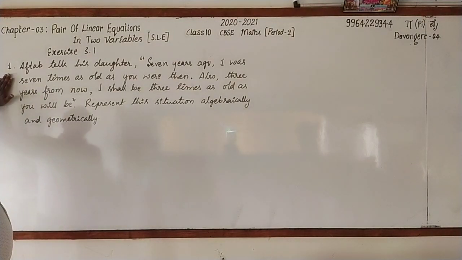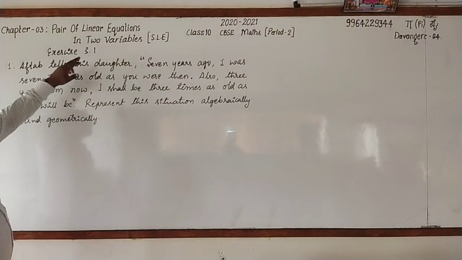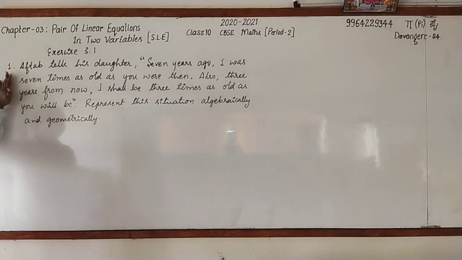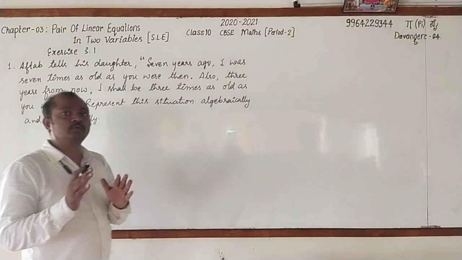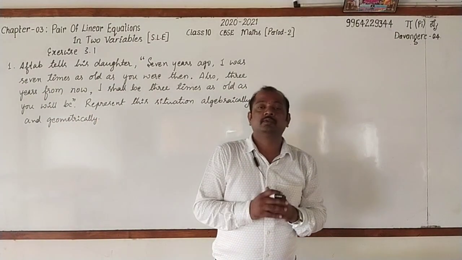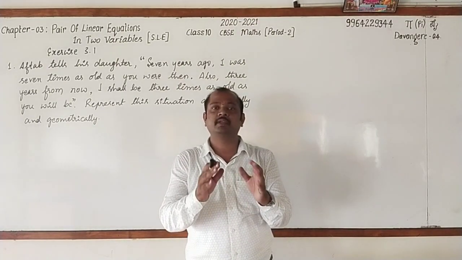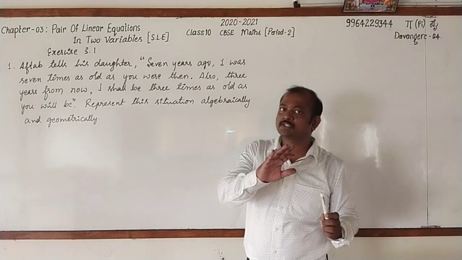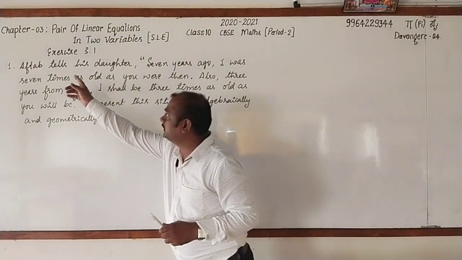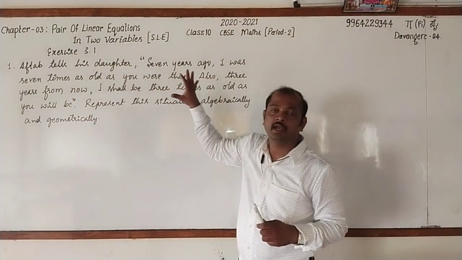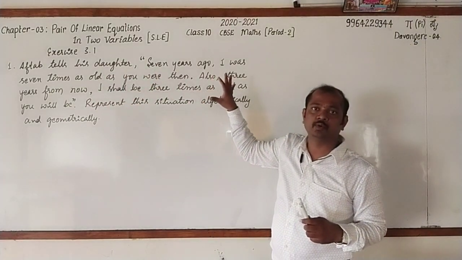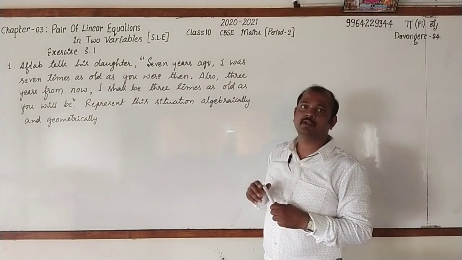Now observe this. Now we are moving to exercise 3.1. So far we have learned how to solve a pair of linear equations in two variables by graphical method. Equations were given directly, but here a statement has been given, and this statement has to be converted to equations, then it should be solved graphically.